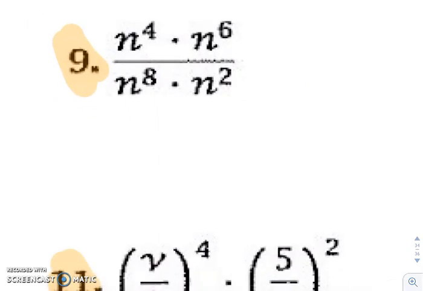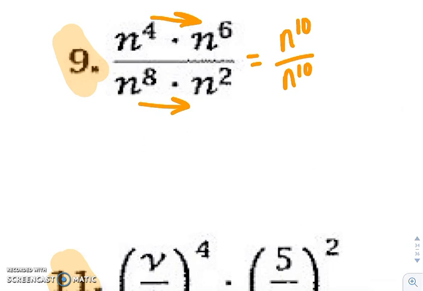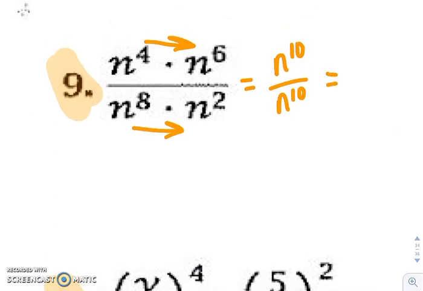Number 9, I try to do a cross if I can first, and then worry about the numerator and denominator, like subtracting exponents. So if we multiply across, remember when we multiply, n to the 4th times n to the 6th will give us n to the 10th. And again on the bottom, n to the 8th times n squared is n to the 10th. So we end up with something over itself, which is equal to the value of 1, right? But we also know that when we divide, we subtract. So this is where 10 minus 10 is 0. Anything to the 0 power, that's just enforcing that idea that it equals 1.